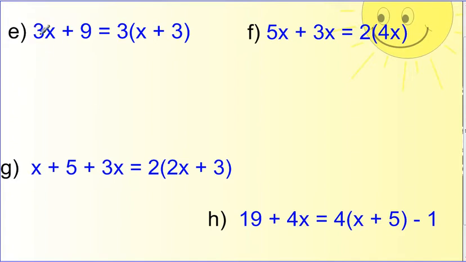Alrighty, let's see, letter E. Distribute. We get 3x plus 9. 3x plus 9. Now, you could honestly stop right here. Because you have the exact same thing on both sides of the equal sign, you know that this is going to be all real numbers.